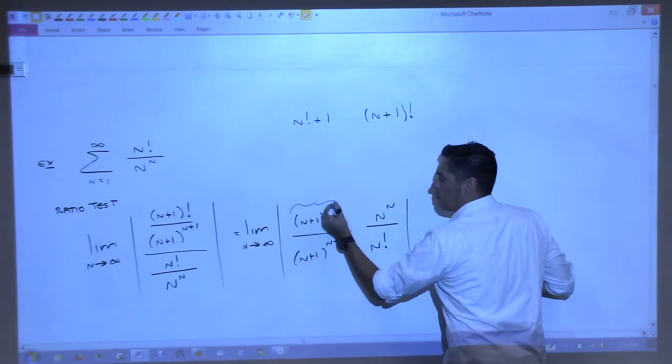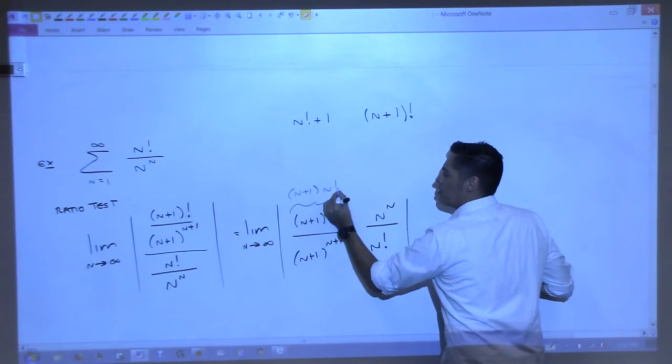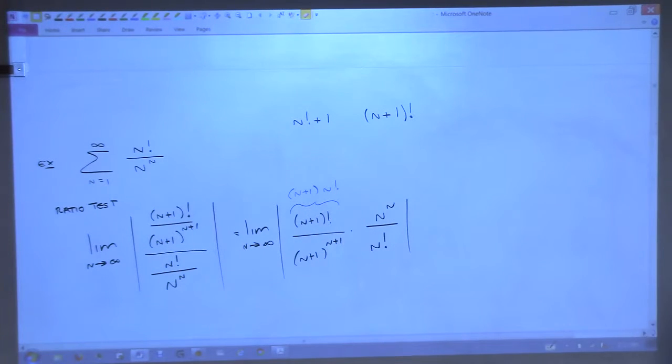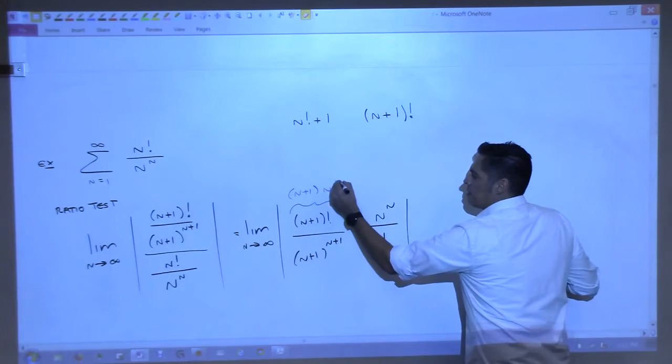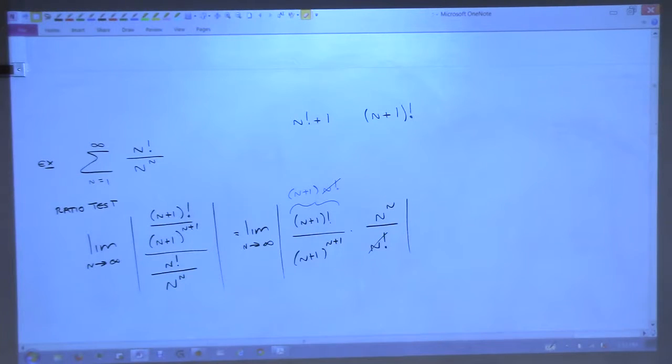Or make that n plus 1 times n factorial. That was a property of factorials I showed you all a while back. I said would come into play. Is that all right with that? And that allows me to cancel this, doesn't it? The factorials are gone. This is a good thing.